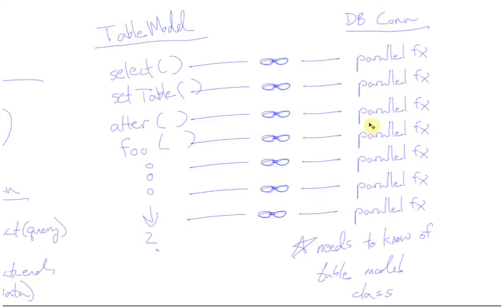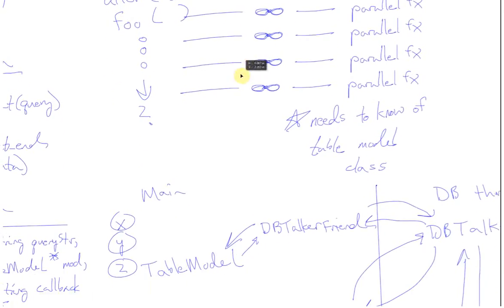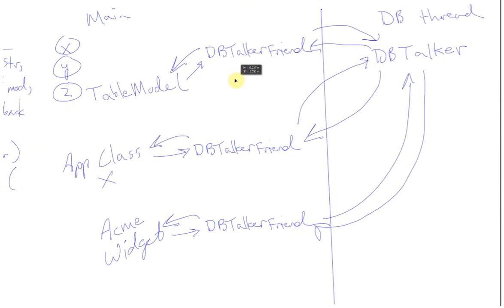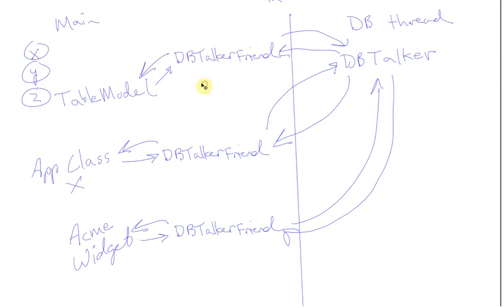And I have a DB interfacing object that doesn't need to know of table model or whatever the application specific class is. It only needs to know about DB talker friend. So given this new setup, I have a more robust, maintainable, scalable solution. I hope.